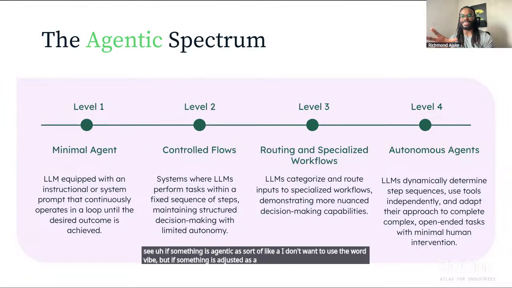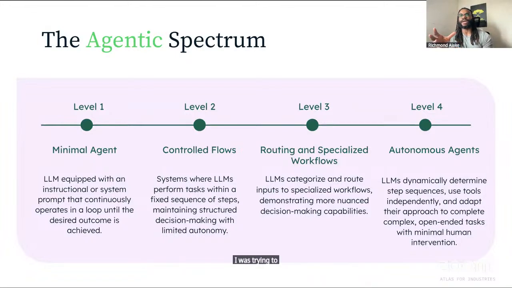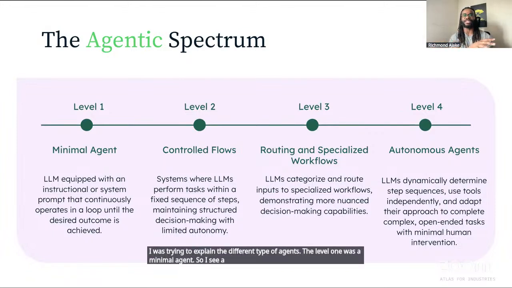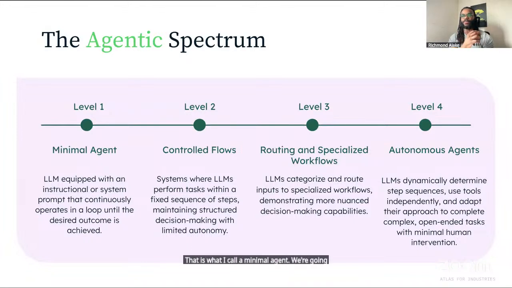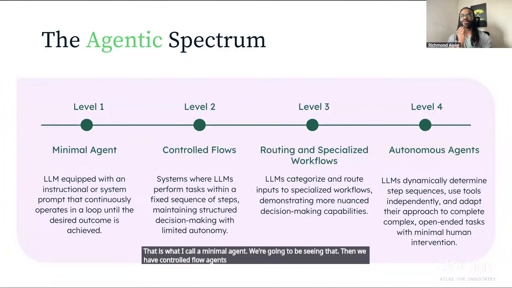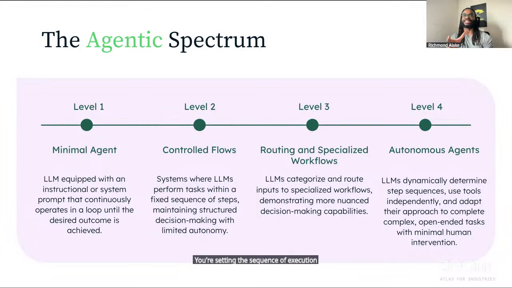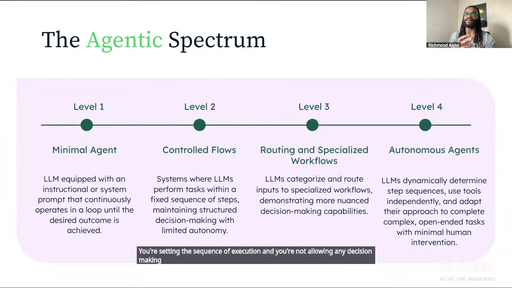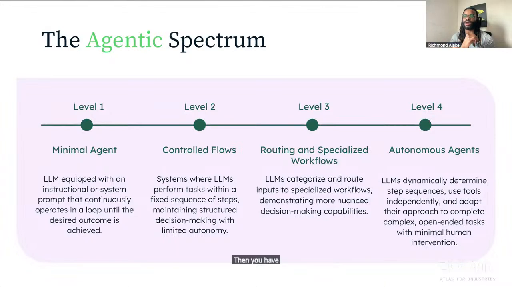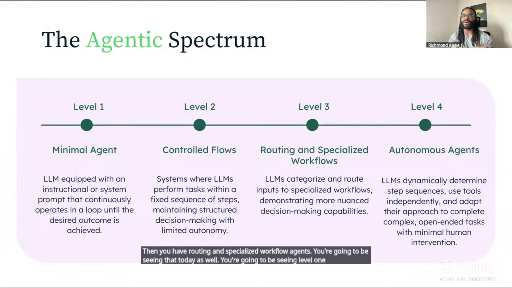So when I was creating the code section, I was trying to explain the different types of agents. Level one was a minimal agent. I see a minimal agent as just an LLM that has an instruction and can operate in a loop until it has achieved an outcome. That is why I call it a minimal agent. We're going to be seeing that. Then we have controlled flow agents, where you're making the agent more deterministic. You're setting the sequence of execution and you're not allowing any decision making within the LLM itself. Then you have routing and specialized workflow agents. You're going to be seeing that today as well. You're going to be seeing level one, and a bit of level two and level three.